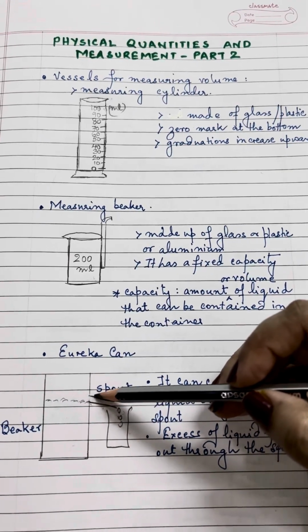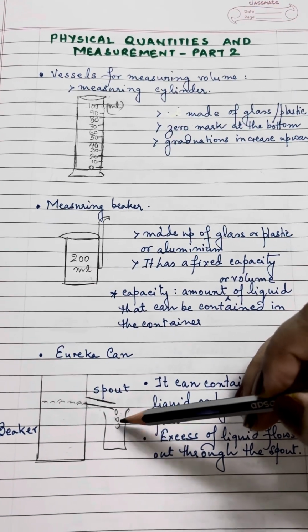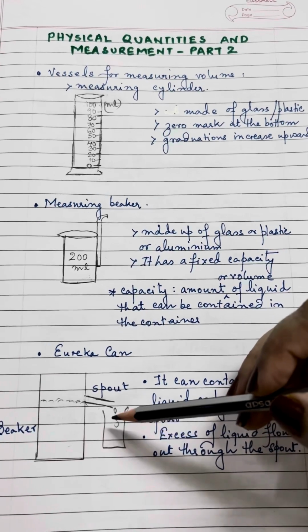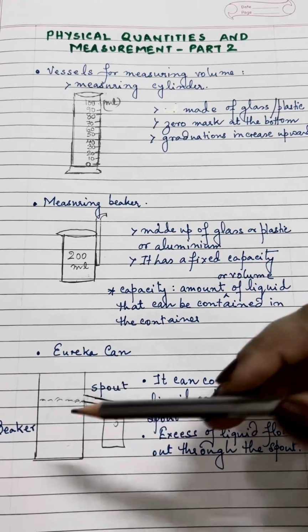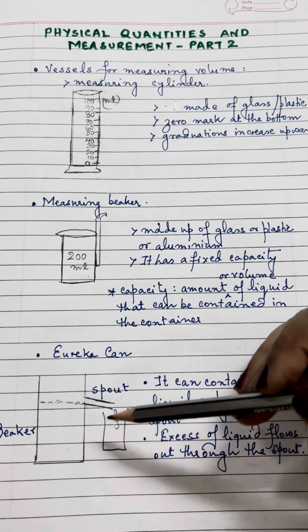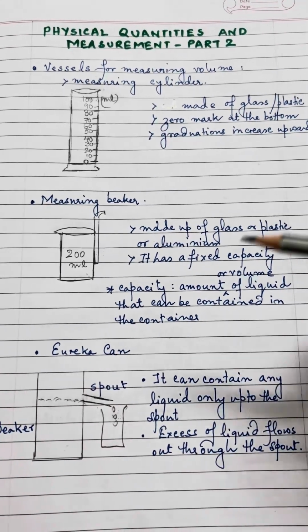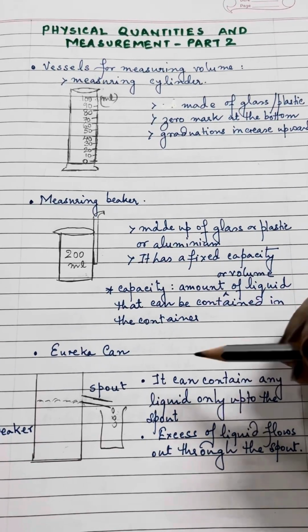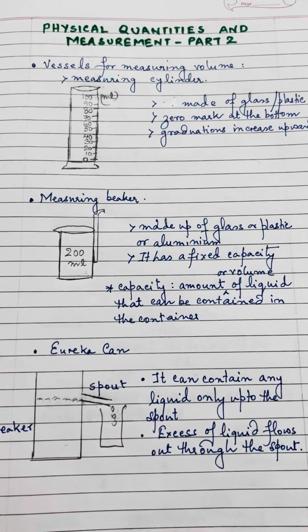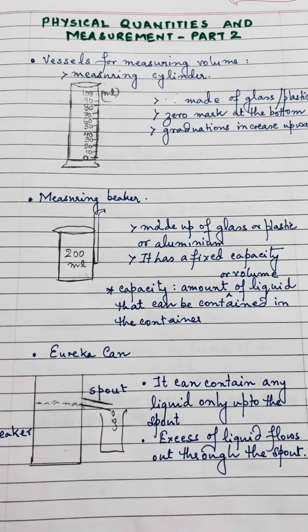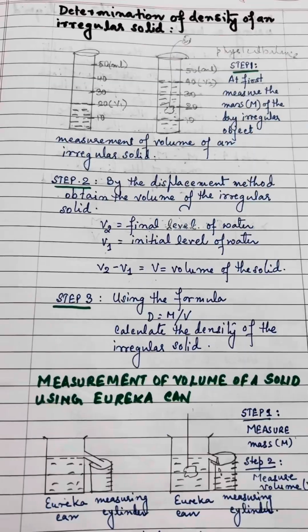That liquid will flow out, and that can be collected in a measuring cylinder, and with that liquid we can understand the extra volume of liquid which has been poured into this beaker. That can be measured also. So we can make multiple use of Eureka can. One of the uses is to find out the density of an irregular solid.